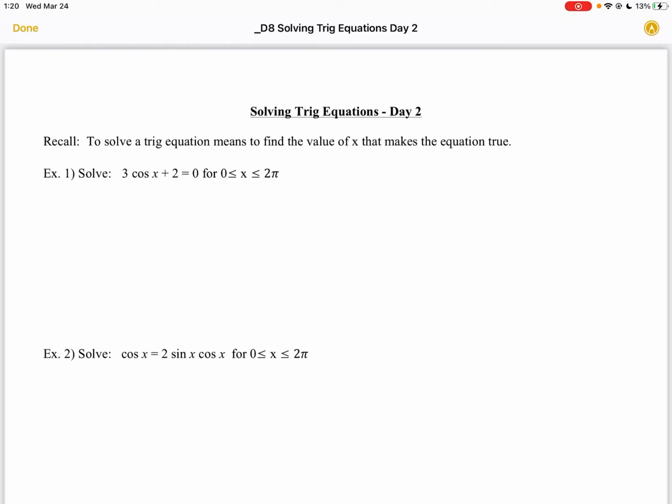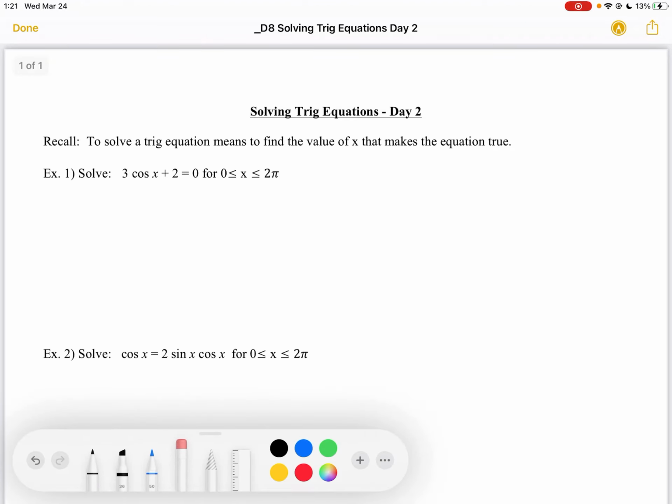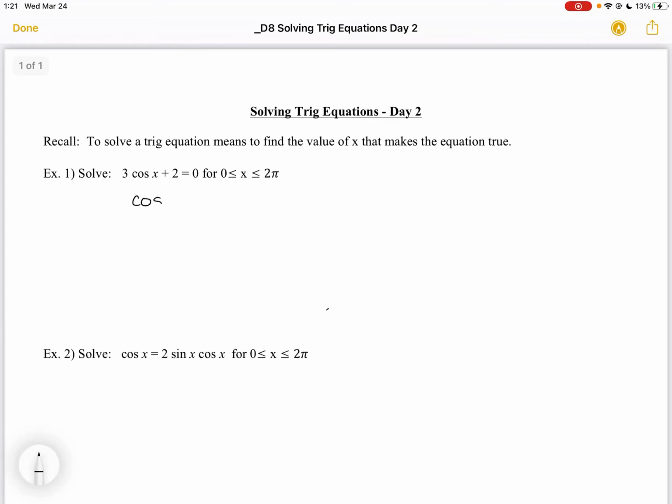This video goes over some more examples of solving trig equations. So recall, to solve a trig equation means to find the value of x that is going to make the equation true. So let's start off here by rearranging for cos x. We've got minus 2 over 3. My next step is going to be to figure out where cosine is negative.